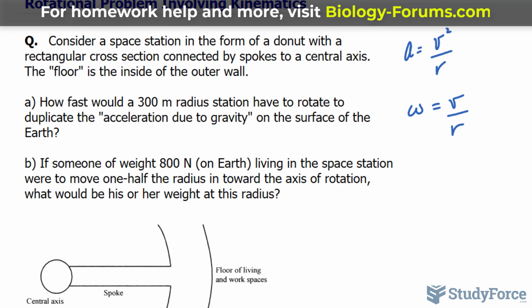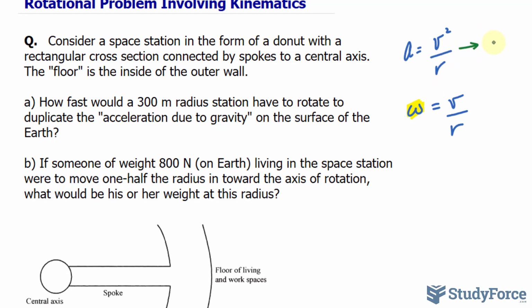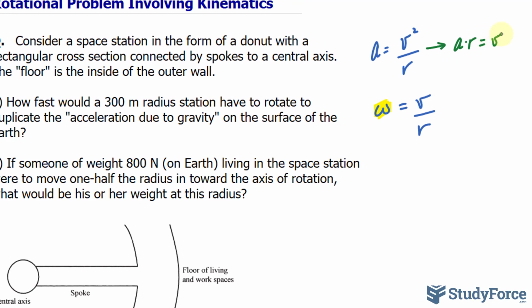So what I want to do is use the information to solve for omega. I'll solve for v here and substitute that into v found in this formula. Then we can find out what angular velocity is equal to. To solve for v is not hard to do. You just multiply both sides of this equation by r, and you should end up with a times r is equal to v squared. And then you square root both sides, where you end up with the square root of a times r is equal to v. Like I said, I'm going to take this now and put it right into v.